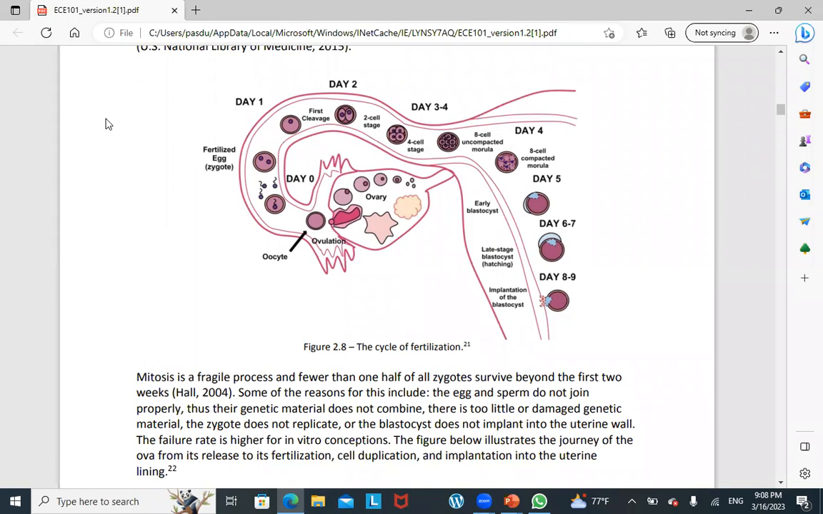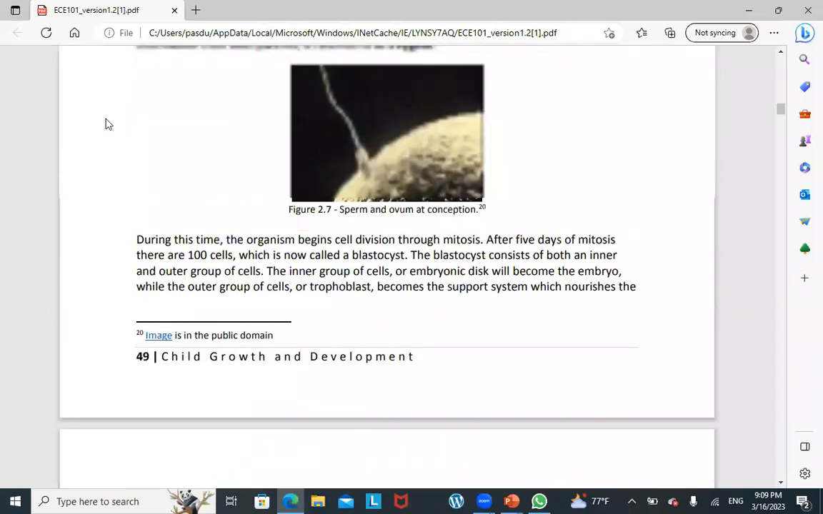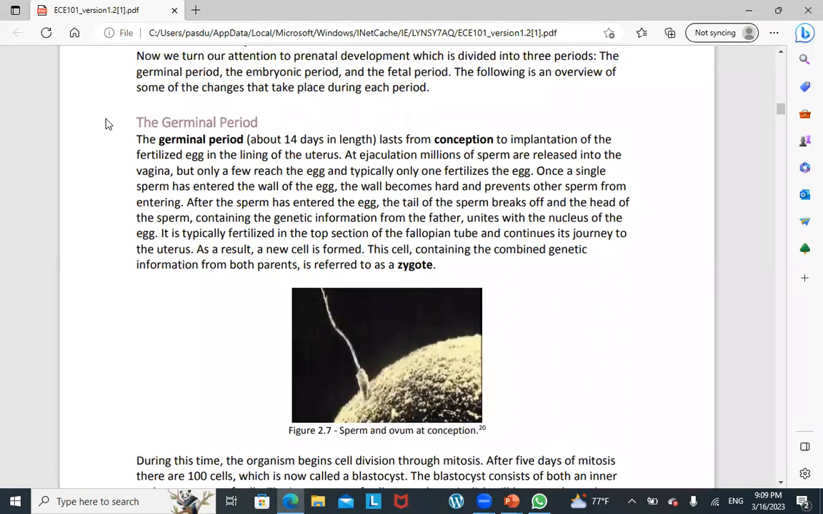The reasons are the sperm and the egg do not match, or they do not join properly, right? Or there is some damaged genetic material in them, or sometimes zygotes do not replicate, or the blastocyst does not implant properly into the uterine wall. Likewise, there is a very high failure rate for these zygotes. So only 50% will survive. That is during what period? What is this first period called? The germinal period.